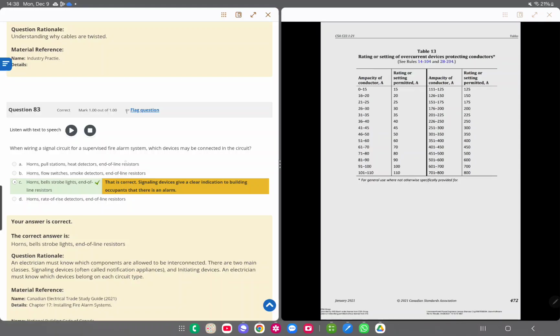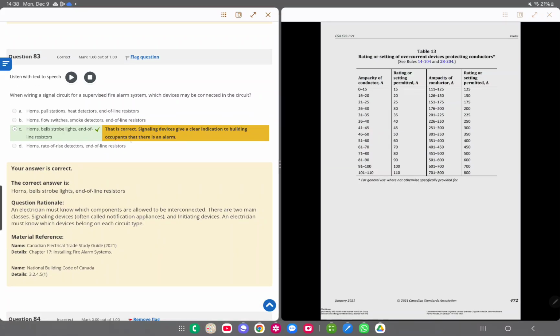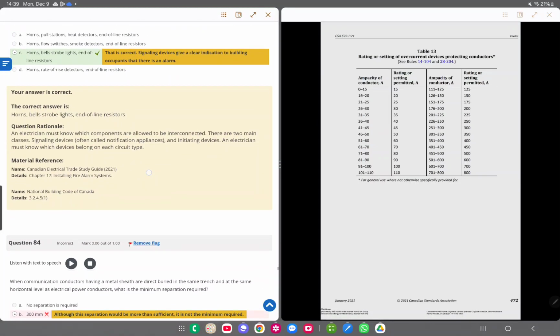So one thing, the end of line resistor is a common denominator in all the answers, so you can't get away from that. But when we talk about signaling, we're talking about things we can hear and we can see. So the correct answer is signal devices give a clear indication to the building occupants that there is an alarm. So horn, bells, strobe lights, and end of line resistors.